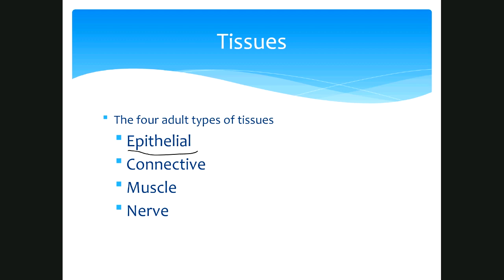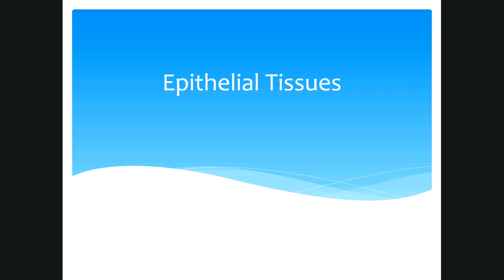So no matter where you look in the body, no matter what you're looking at, it has to be one of these four different types of tissues. And we're kind of going to go through them fairly quickly and look at some slides. We talked about the characteristics of all these tissues in lecture. And so even though we may talk about it a little bit in here, if you really want to know that, you should go to the lecture slides. But let's talk about epithelial tissues first.